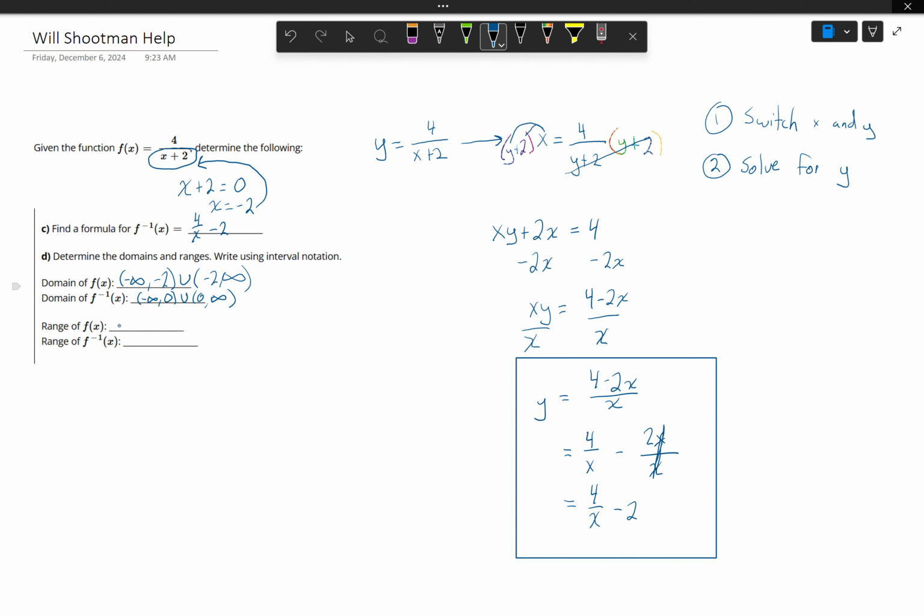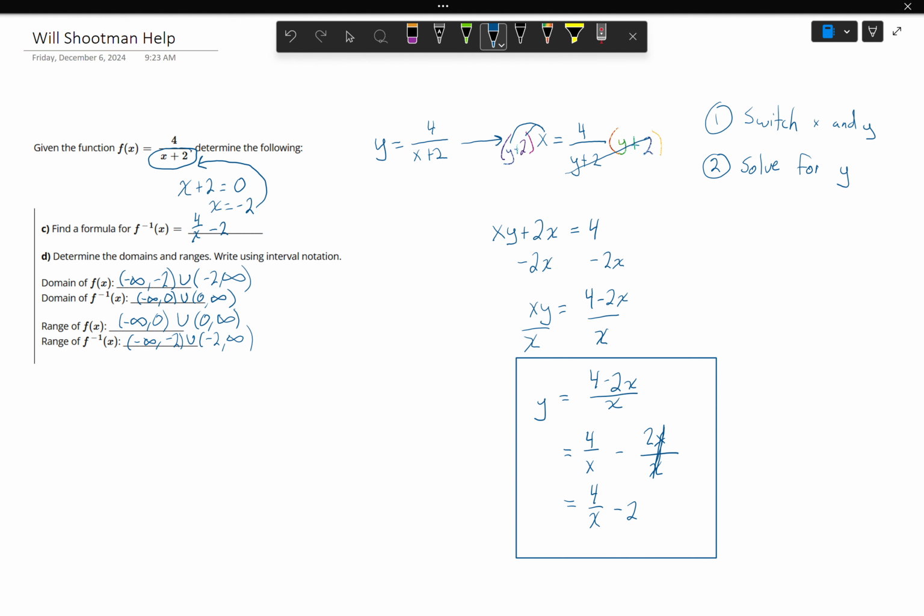Well, what's the range for f? I think I saw you'd click the right box at the end. It's just the same thing as the domain of the inverse, because that's what the inverse means. I switch x and y. So the range of the original is the domain of the inverse, and the range of the inverse is the domain of the original.